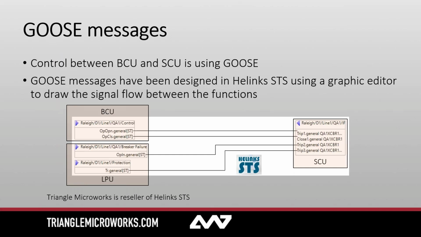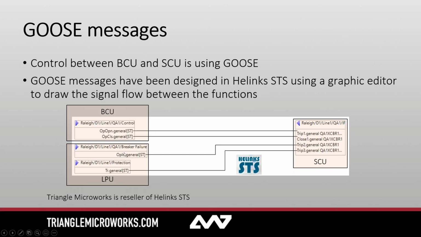We have here an example of a GOOSE message where we use between a bay control unit and the switch control unit. As I mentioned, we assume a fully digital substation, so we have a separate device which is interfacing and controlling the switch. That's where, from a 61850 perspective, we implement the logical node XCBR. On the other side, we have our bay control unit, which implements the CSWI, and then we have the op-open and op-close signals that are going from the BCU to the SCU in order to perform the controlled operation.